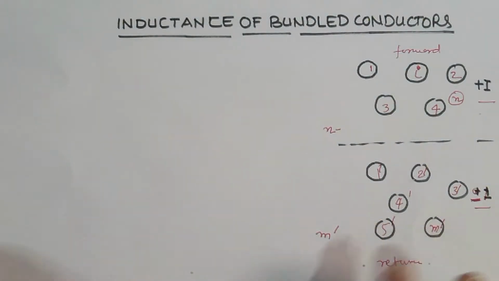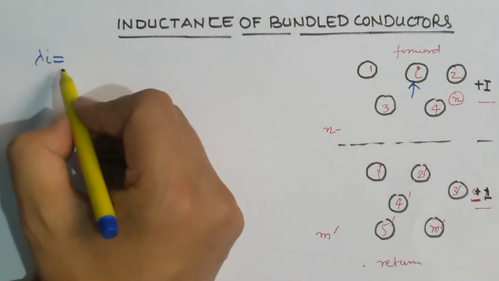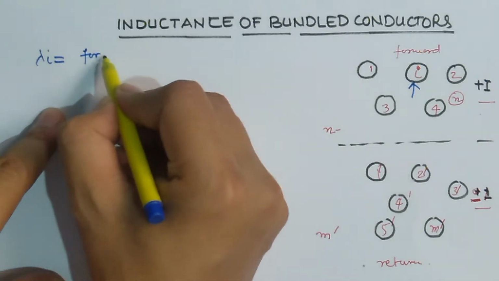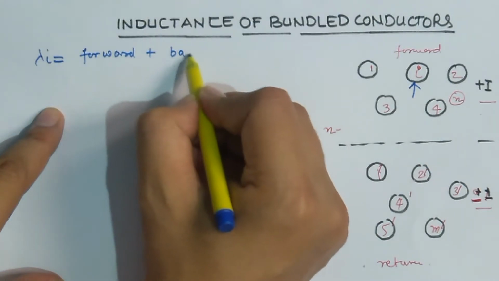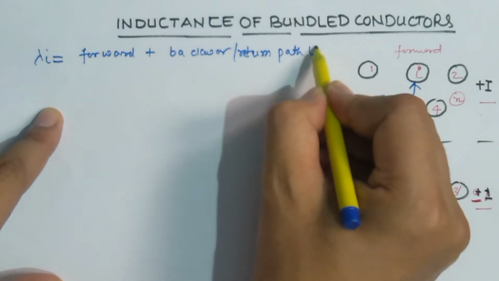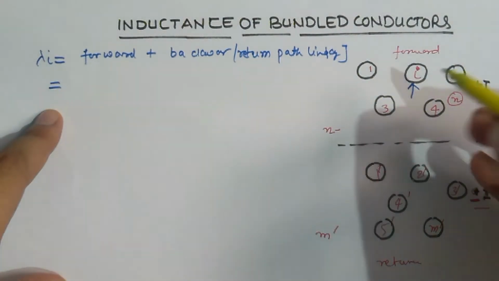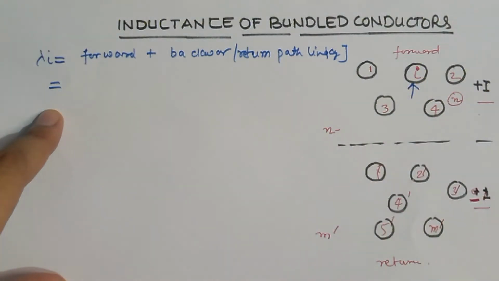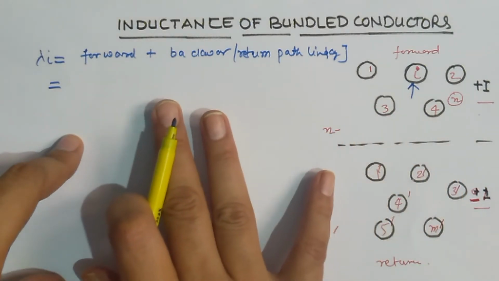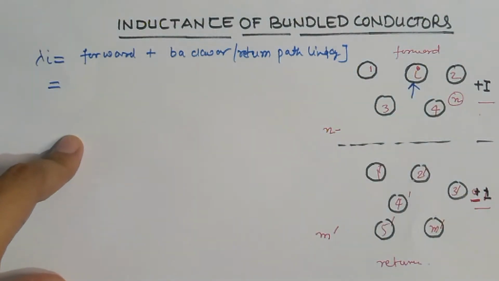Here in the system of bundled conductor, what we have to do is find the flux linkage of this ith conductor. What is the flux linkage of the ith conductor? Because I already told you how to write the expression of flux linkage. So flux linkage of the ith conductor will be equal to forward linkage plus backward or return path linkage. What is forward path linkage? Forward path linkage is the flux linkage of conductor i due to all the conductors present in the forward path. And what is return path flux linkage? It is the flux linkage of conductor i due to all the conductors in the return path.